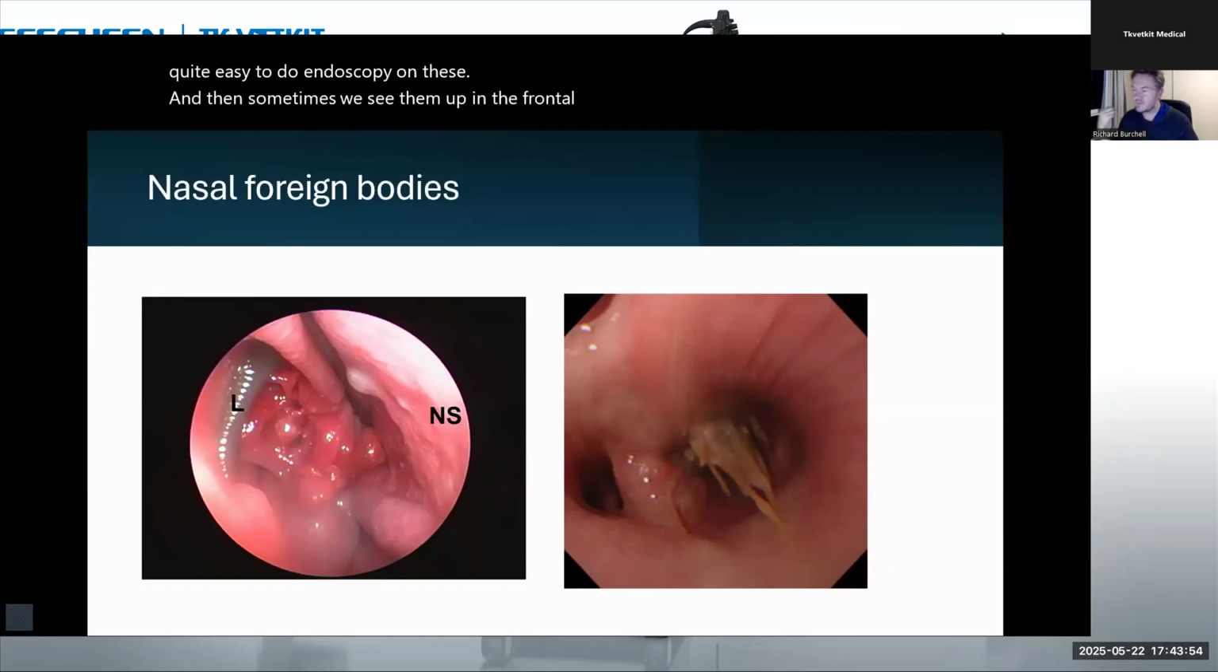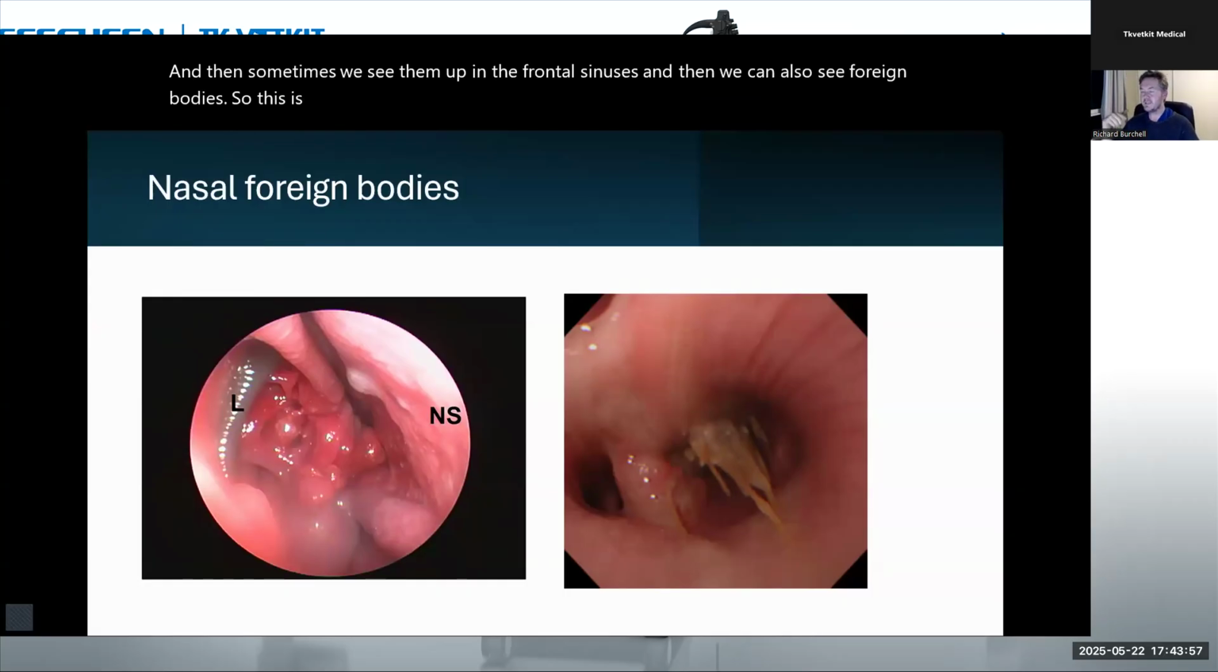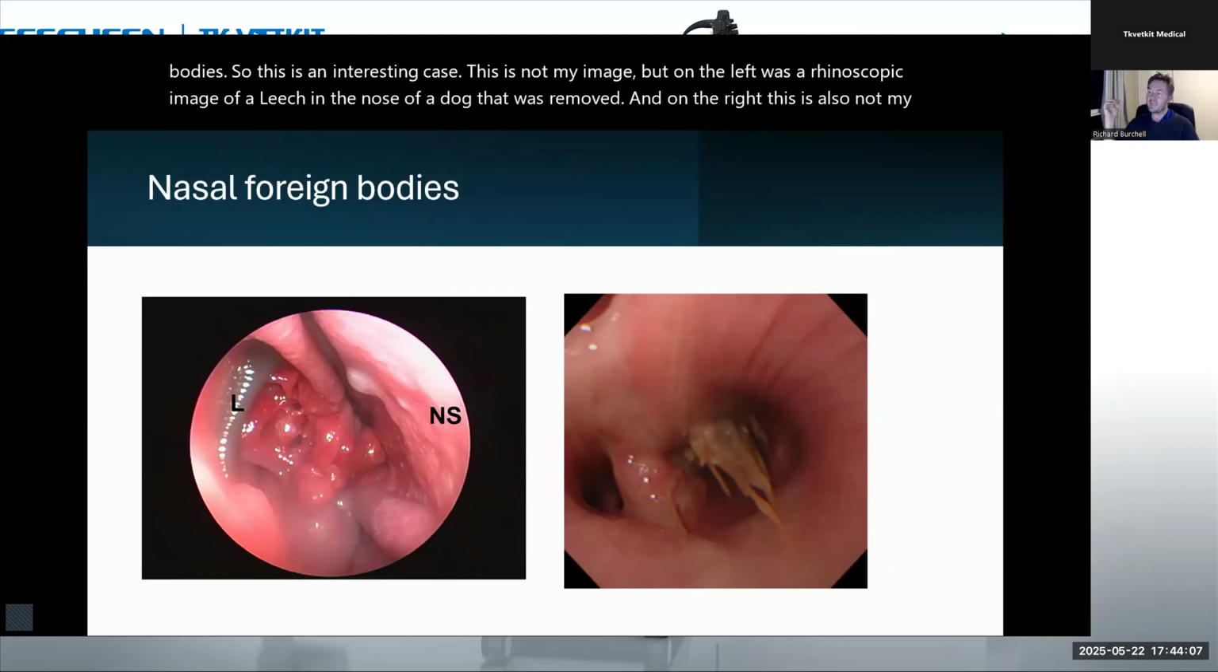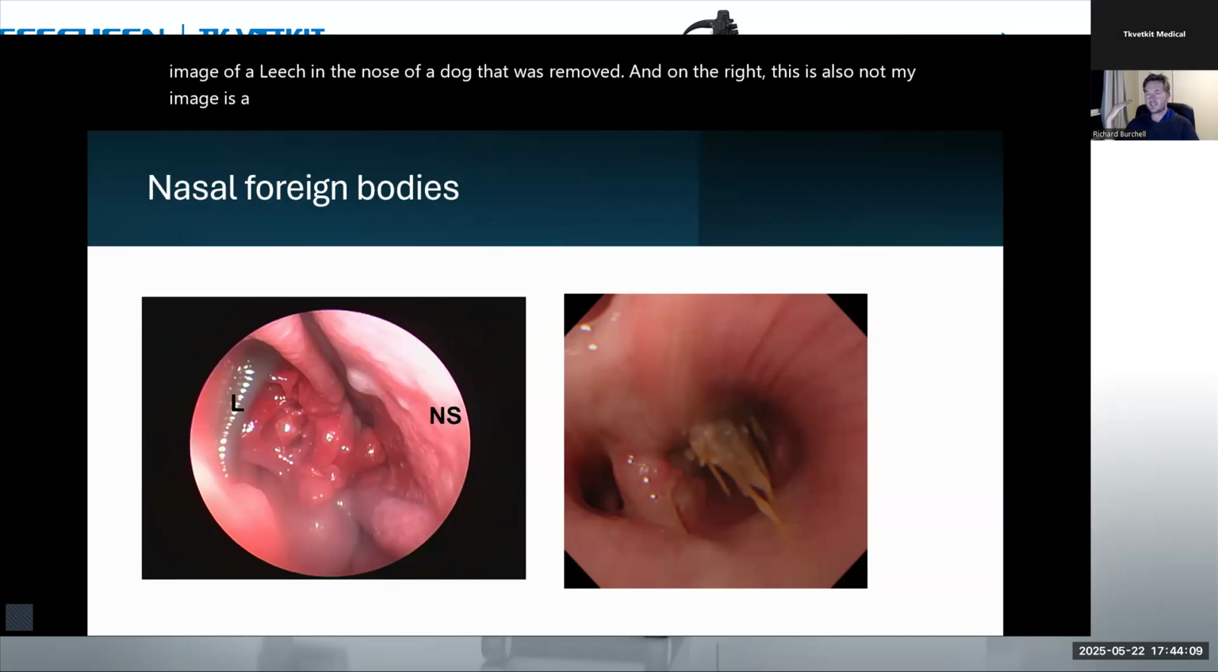And then we can also see foreign bodies. So this is an interesting case. This is not my image, but on the left was a rhinoscopic image of a leech in the nose of a dog that was removed. And on the right, this is also not my image, is a grass awn that was in the nasopharynx of a dog that was removed endoscopically.